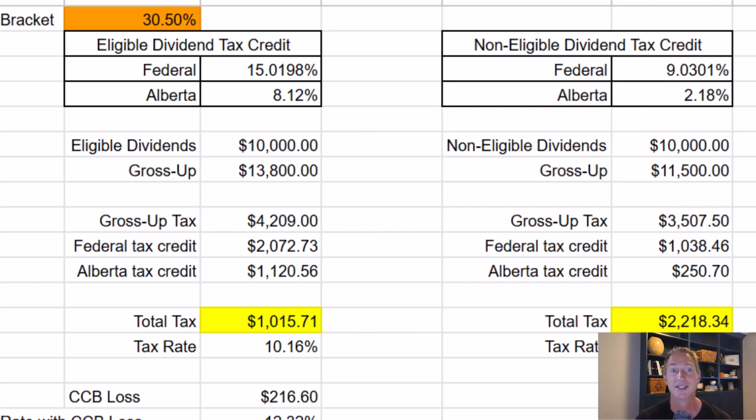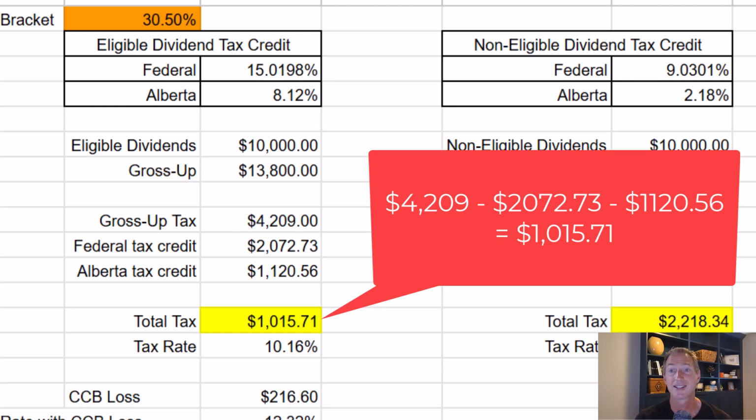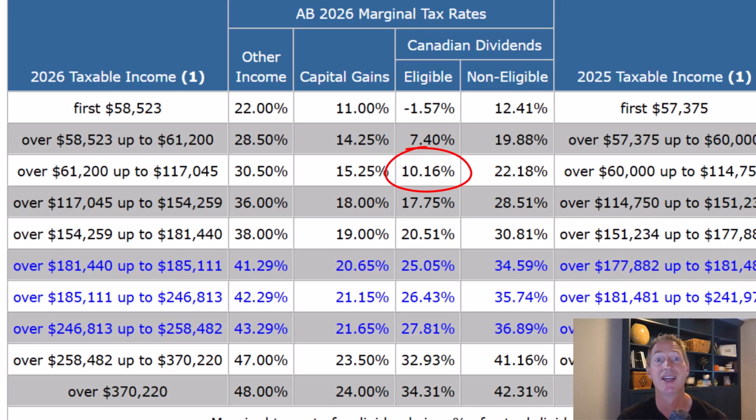$1,120.56. So what happens is I take that gross up tax and I subtract the tax credits, and the total tax I pay is $1,015.71 on those dividends, which ends up being 10.16%. And you can see here on taxtips.ca, that's where that 10.16% comes from.